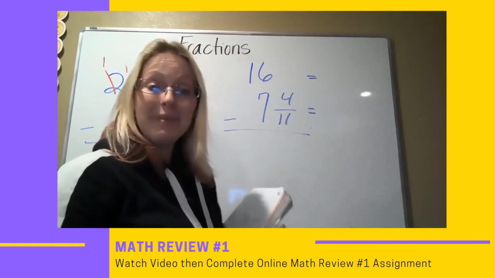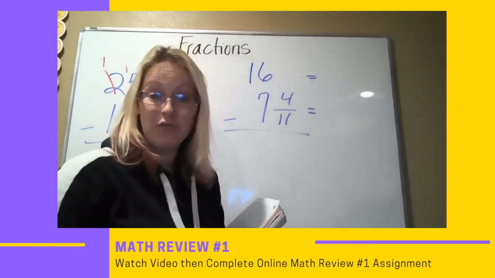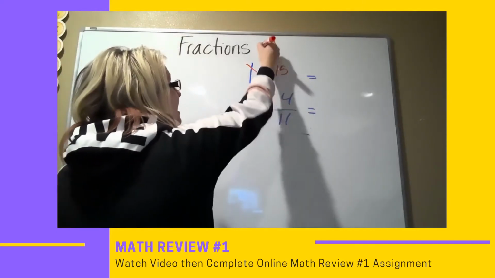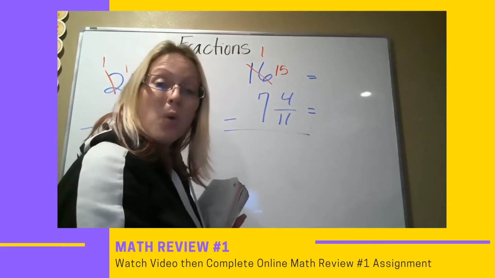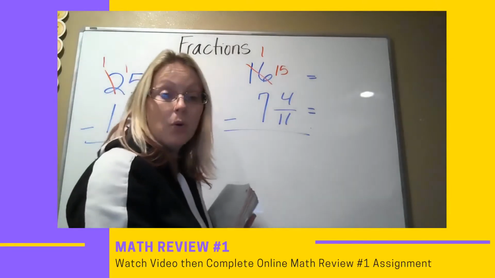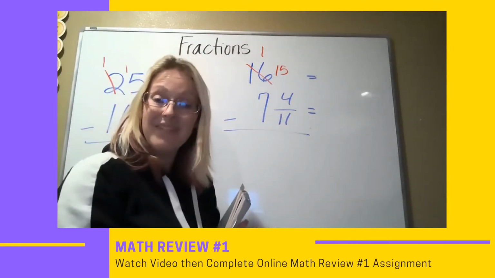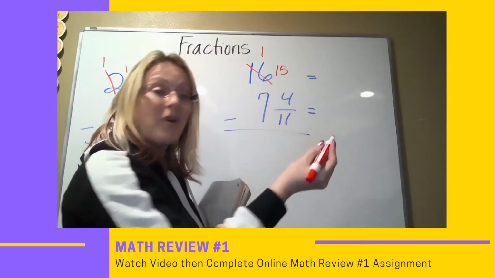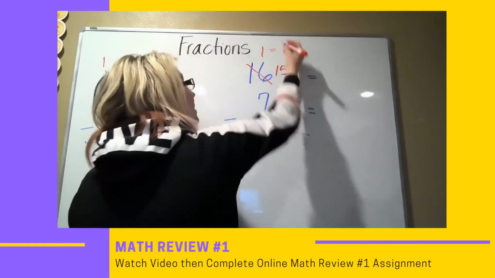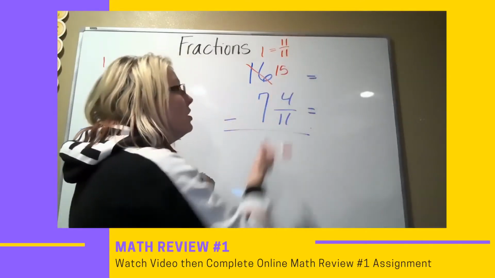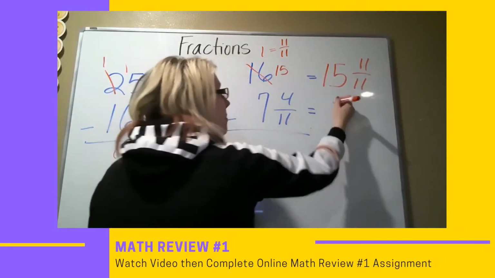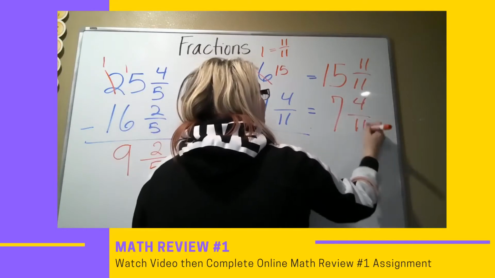So we can't do that because we need to be able to subtract a fraction from a fraction. So what we've got to do is borrow and make that a 15, and we borrow a 1. But remember, a 1 has to turn into a fraction. So we look at the denominator used in this fraction, which is 11, and we've got to take 1 and make it a fraction. But don't forget, any number over itself equals 1. So we want to use 11 over 11. So we're going to rewrite this as 15 and 11 over 11 minus 7 and 4/11.